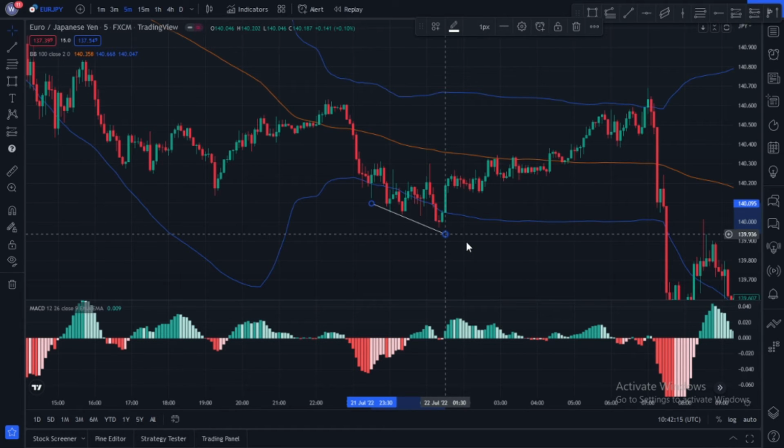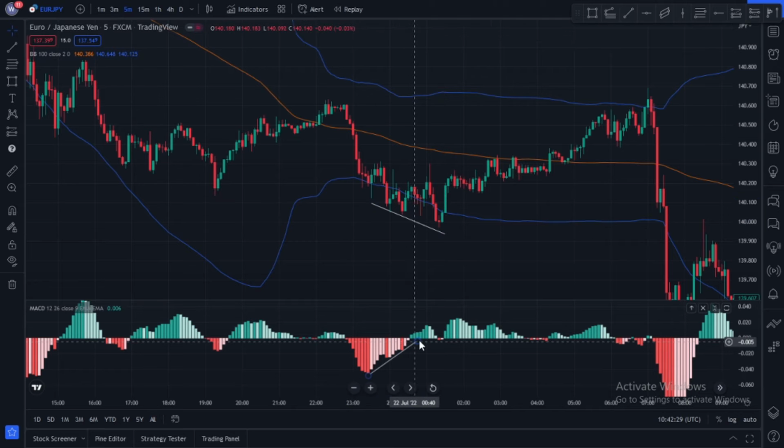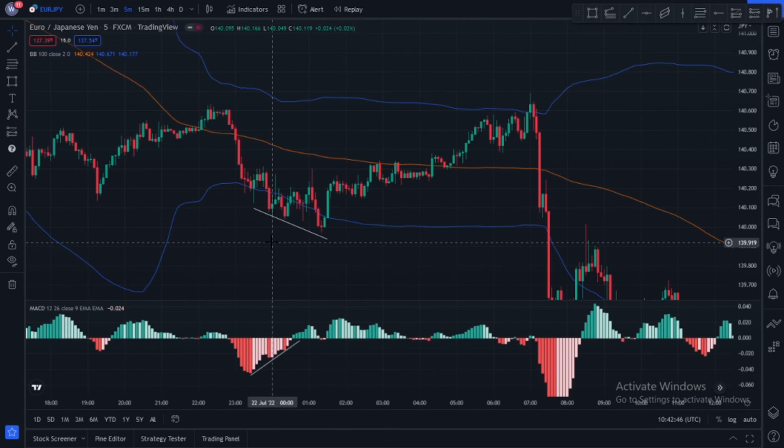By summarizing all the contents, we arrive at this strategy. One, we wait for the price to break the Bollinger Band indicator. Two, in that area, we look for divergence. Then the price will reverse and move towards the EMA. In this area, the price has broken the lower line of the Bollinger Band indicator, so there is a possibility that it will reverse and move towards the EMA.